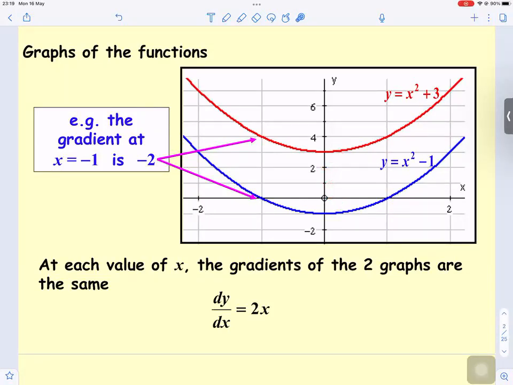So the gradient at x equals minus 1, you pick a point there, minus 1. The gradient here and the gradient here is the same. If you draw a tangent line to work out the gradient at that point, minus 1, it is the same. So what you can say is at each value of x, the gradients of the two graphs are the same. Dy over dx is equal to 2x.